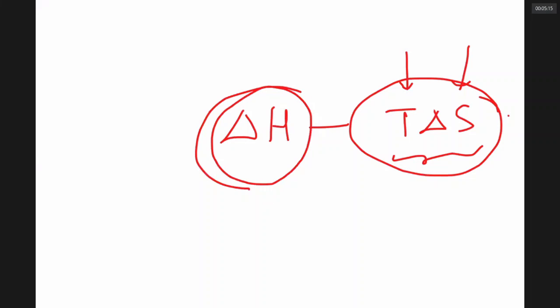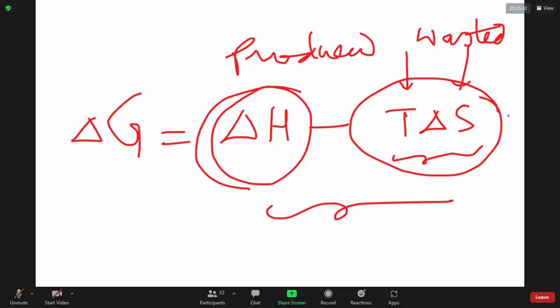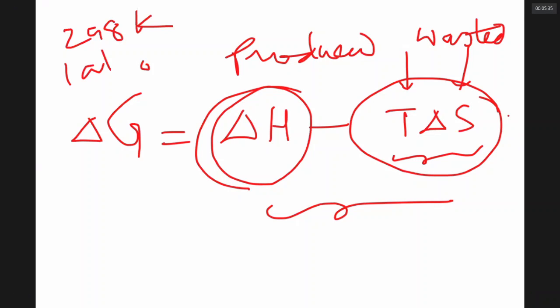The difference between these two, produced minus wasted, is equal to what, sir? Change in Gibbs free energy. It is called useful energy. The useful energy is represented by delta G. If you are putting a standard condition of 298 K and 1 atmosphere pressure, the energy released in the process is called standard enthalpy change. So delta G0 is equal to delta H0 minus T delta S. Are we clear? Yes, sir.